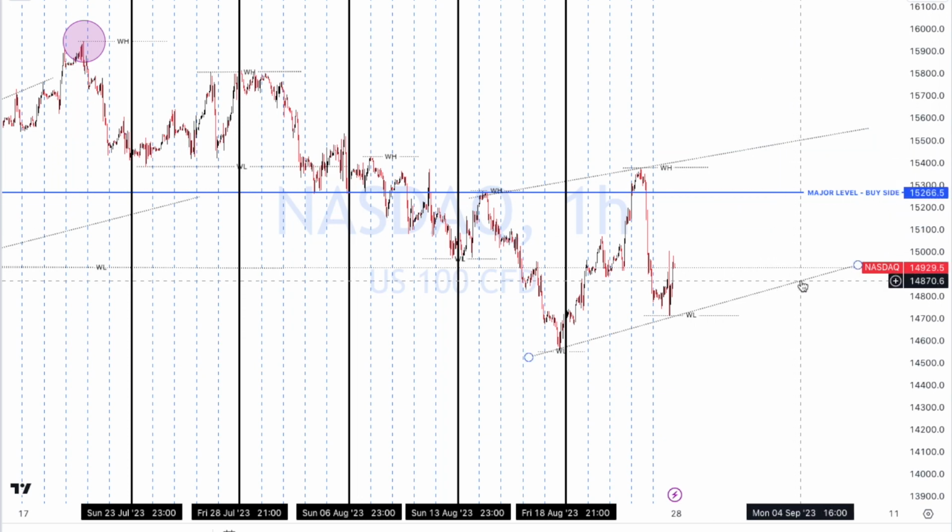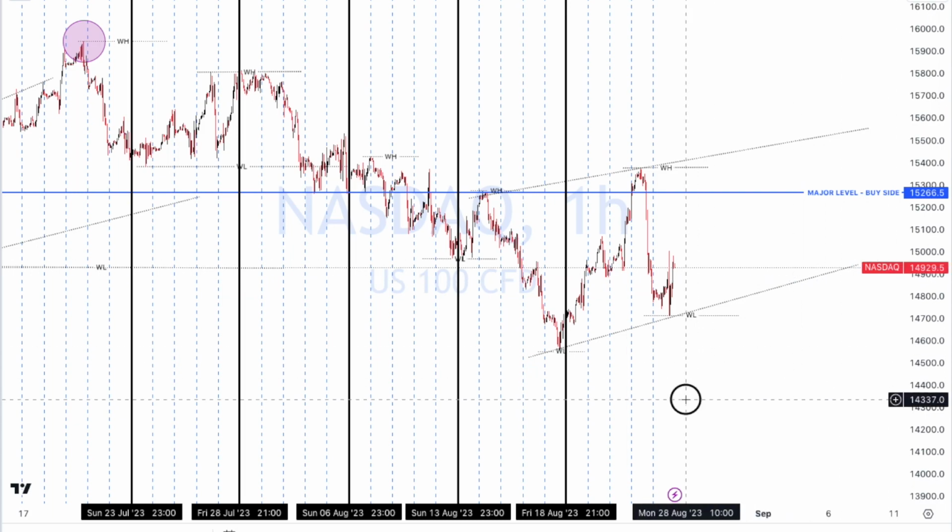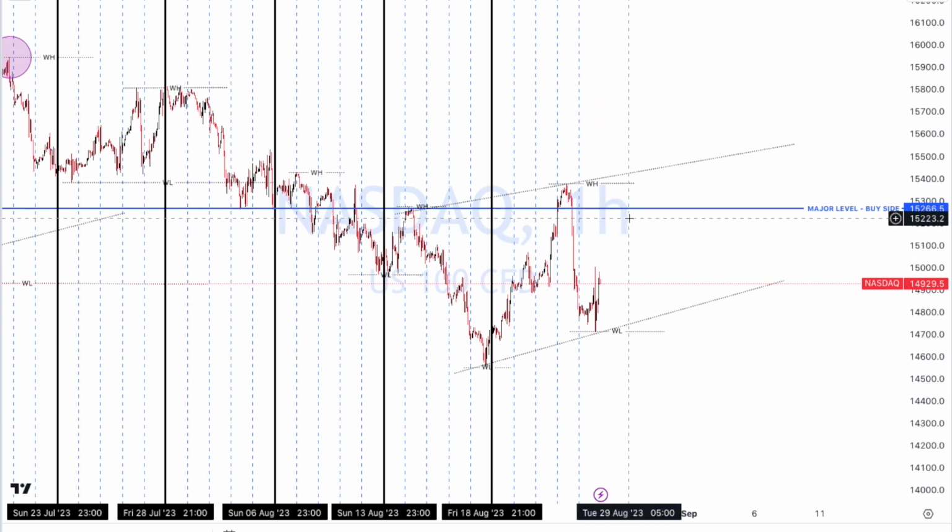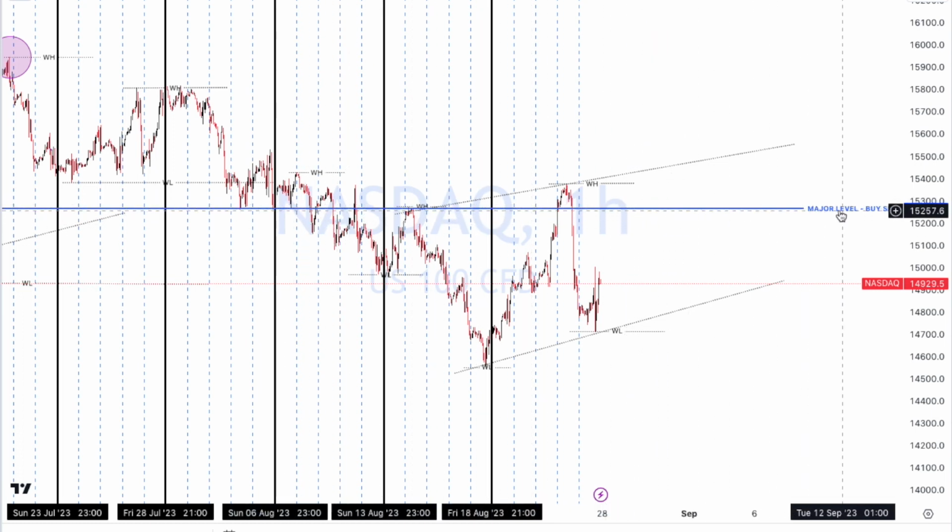And just bear in mind another super key thing that we need to keep an eye on is, where is all this activity taking place? It's taking place on a major buy side level, okay, a major buy side level. So this is where all the games are being played right now. It's right alongside this line right here, okay, and we have a high on that level.